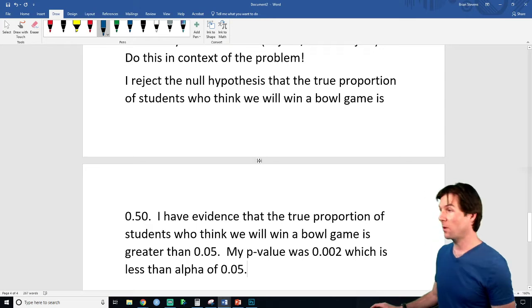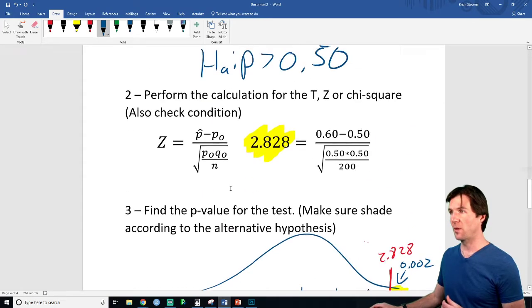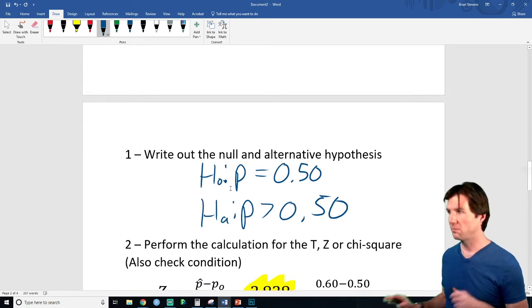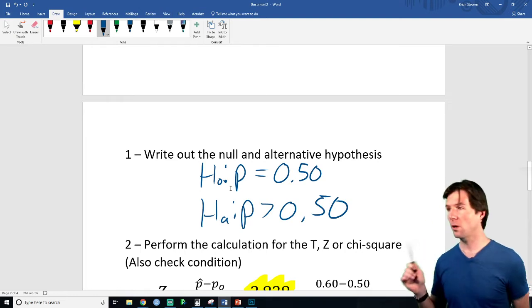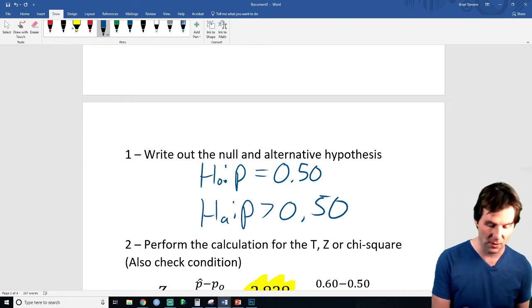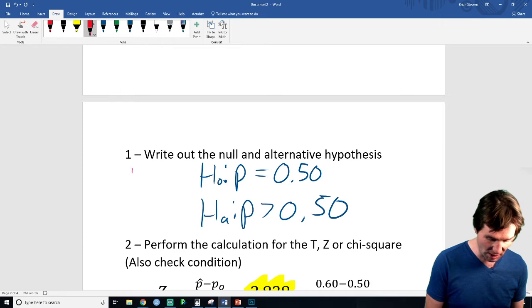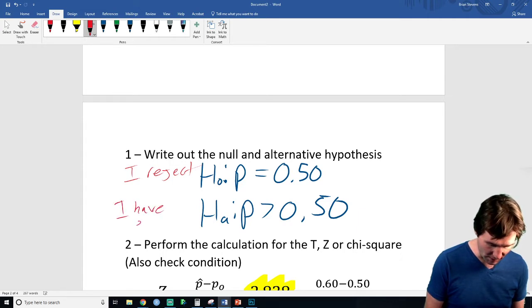So this seems like I wrote a lot, but I want to tell you how easy it is to remember this. Let's go back to our null and alternative. Here's how you do it. When you look at your conclusion, I just want you to talk like this. I want you to go before the null and just say, I reject. I have evidence.